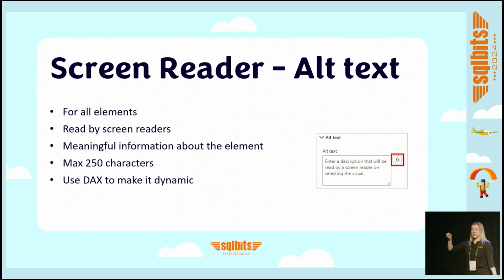Alt text is actually also read by screen readers, so people that can't see can hover with the mouse or go over the screen, and then the screen reader will read what's in the alt text. So please put something informative in there, not picture one, picture two. Every element in Power BI, you can put in an alt text, and it's read by screen readers. It should be meaningful, and it says max 250 characters, which is fair. You don't want to put in too much information.